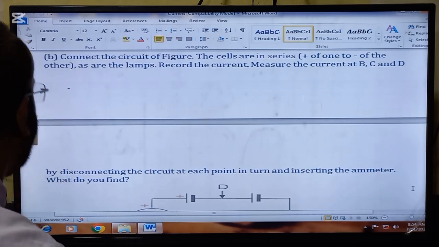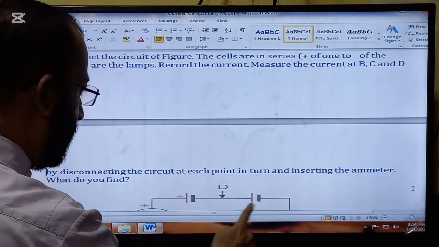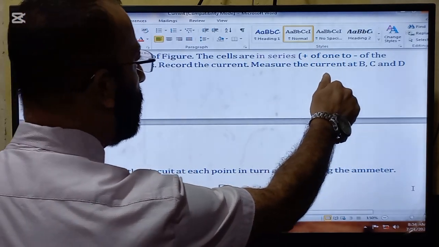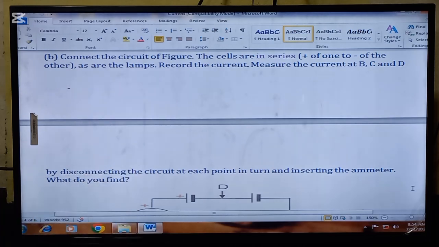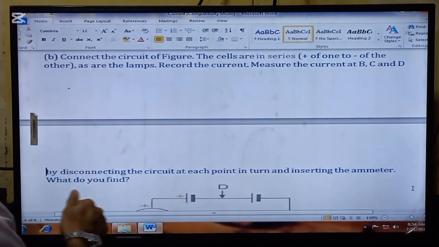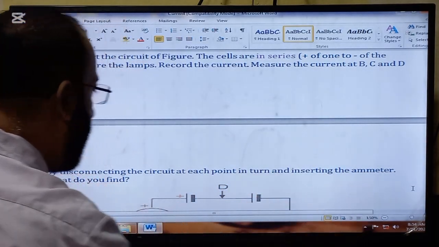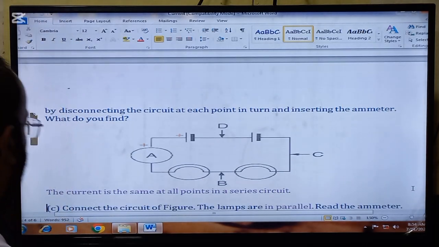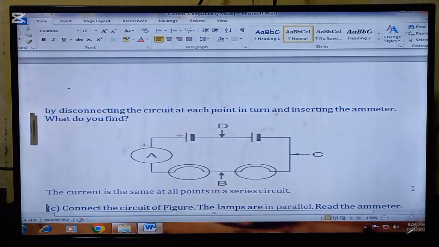Connect the circuit of the figure. The cells are in series. So here you can see the cells are in series, positive of one to negative of the other, as are the lamps. Record the current. Measure the current at B, C, and D by disconnecting the circuit at each point in turn and inserting the ammeter. What do you find? So look here, you will find that the current is the same at all points in the series circuit.